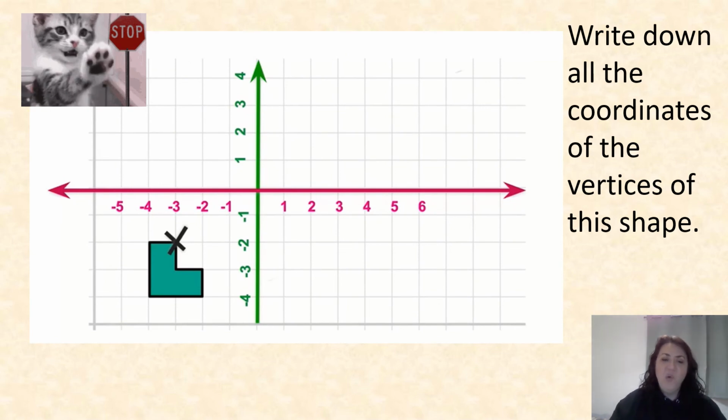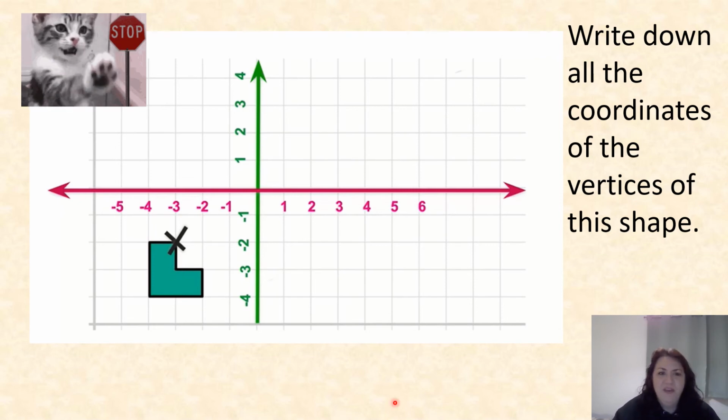Okay, write down all the coordinates of the vertices of the shape for me. Don't forget there's an internal vertice here. Okay, so don't forget that one. Off you go. Okay, hopefully you paused the video there. I didn't actually tell you to, but the cat tells you to.